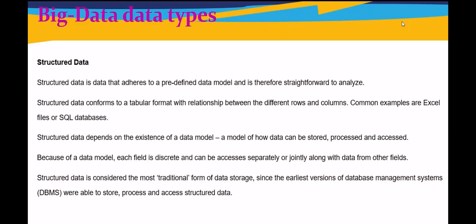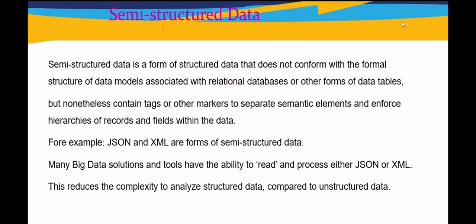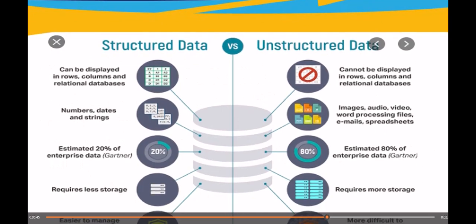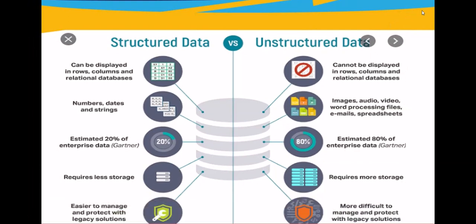Structured data can be numbers, dates, and strings, while unstructured data is image, audio, video, word processing files, emails, and spreadsheets. An estimated 20% of enterprise data is structured data, whereas 80% of organizational data is unstructured data. Structured data requires less storage; unstructured data requires more storage. Structured data is easier to manage and protect with legacy solutions, while unstructured data is more difficult to manage and protect with legacy solutions.